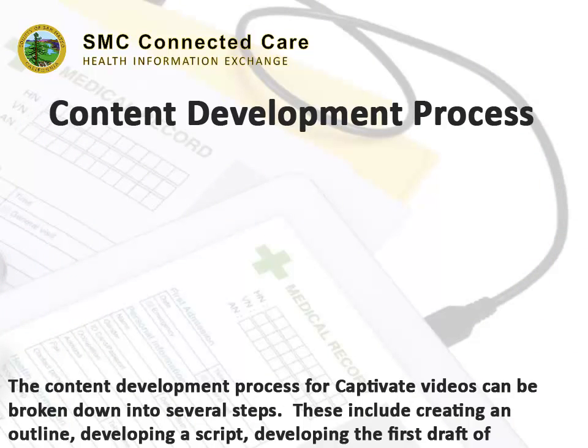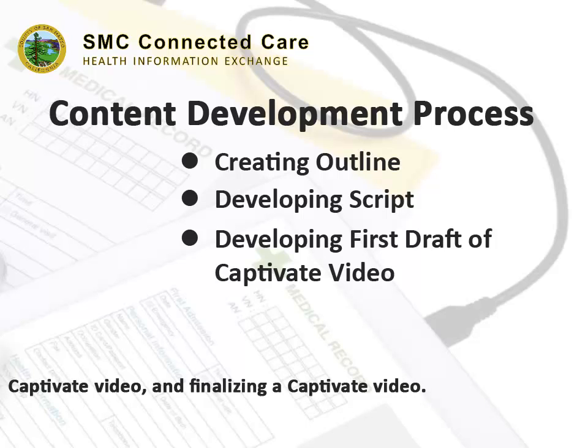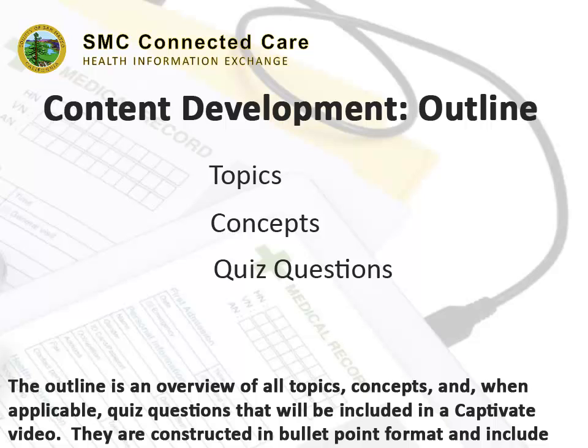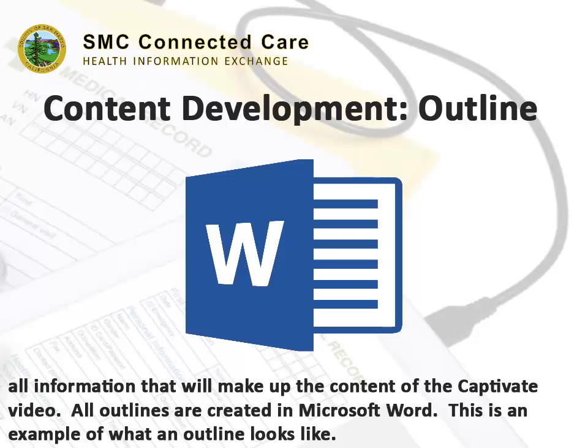The content development process for Captivate videos can be broken down into several steps. These include creating an outline, developing a script, developing the first draft of a Captivate video, and finalizing a Captivate video. The outline is an overview of all topics, concepts, and, when applicable, quiz questions that will be included in a Captivate video. They are constructed in bullet point format and include all information that will make up the content of the Captivate video. All outlines are created in Microsoft Word.